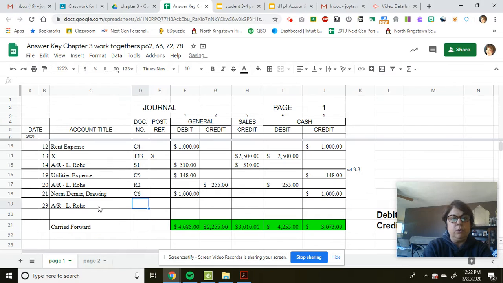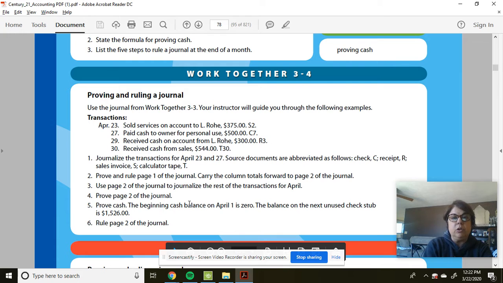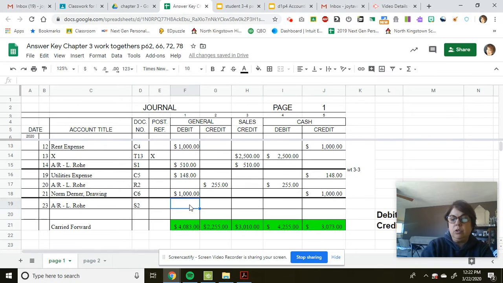We're on sales invoice number 2. That makes sense because last one was sales invoice number 1. And if you take a peek above, you'll notice it's going to be a general debit and a sales credit. So I don't have to really do a lot of analyzing. I mean, the good news is that you always have something to look back at once you get your spreadsheet going. So 375 is my general debit and 375 is my sales credit.